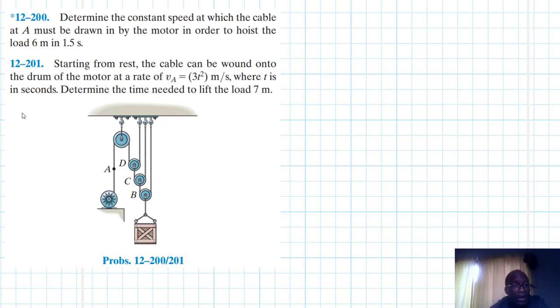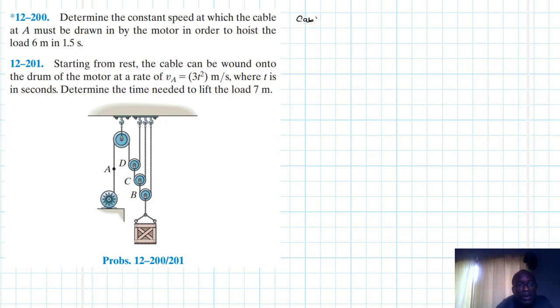The problem reads: determine the constant speed at which the cable at A must be drawn in by the motor in order to hoist, or lift, or raise the load 6 meters in 1.5 seconds. The second problem we are going to solve in the next video for the sake of time. Both these problems are coming from Engineering Mechanics and Dynamics, 14th edition, by R.C. Hibbeler. So let's start the problem.